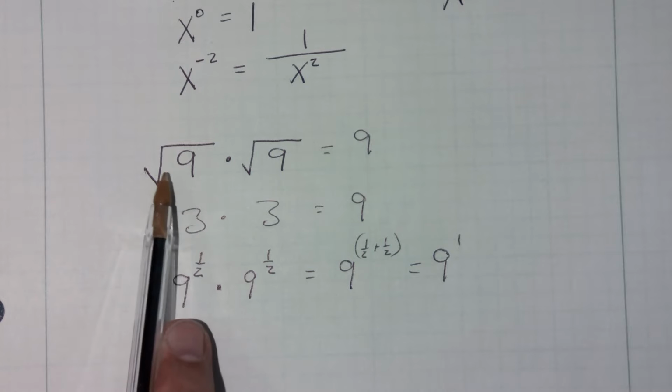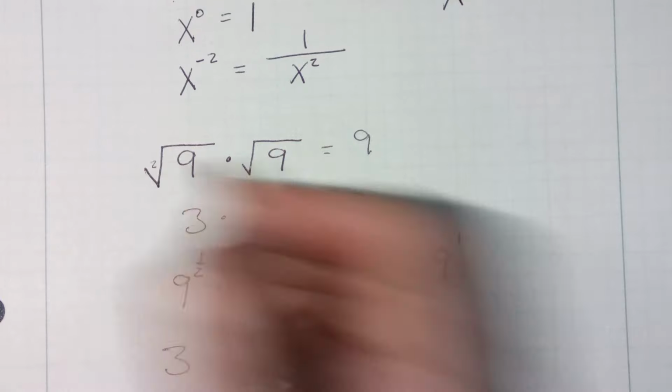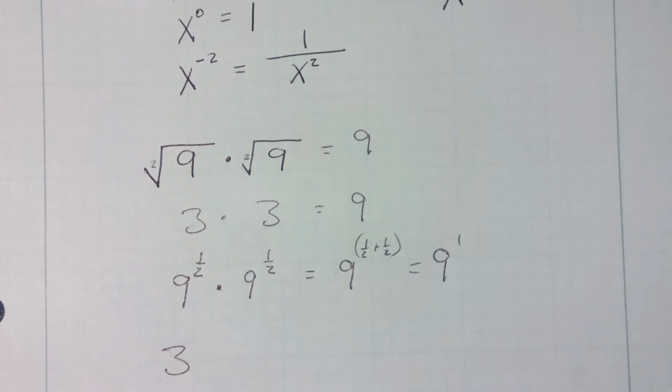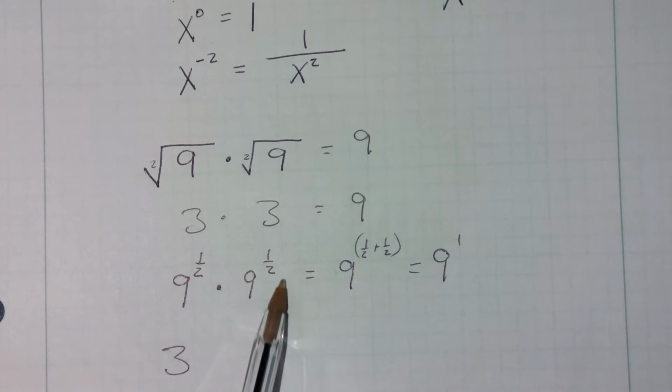And hopefully you remember that a square root actually has a little number here that we don't write. It's a 2. And so this 2 in the denominator of our rational exponent is a root.